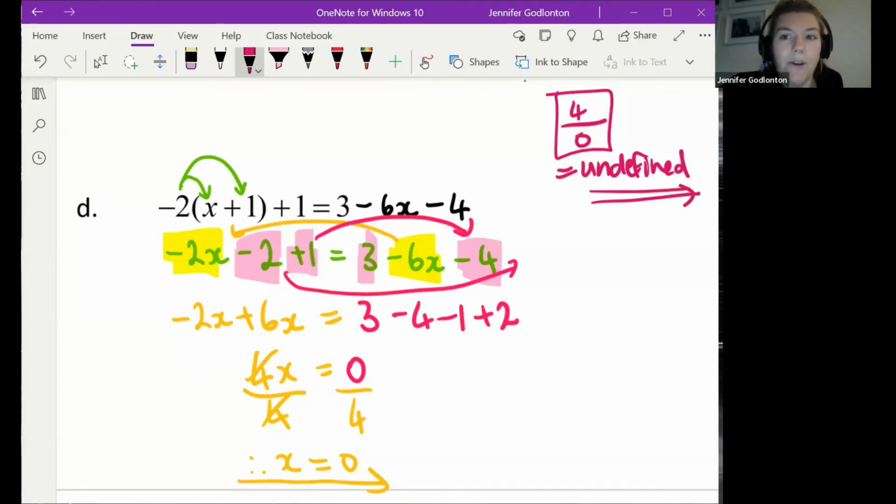Okay, ma'am. I like to think of it this way: if the 0 is under the line, it's undefined. That's how I remember it. If the 0 is underlined, it's undefined. But if it's at the top of the line, then it's just 0. It's a good one, Darius. 0 can never be a denominator.